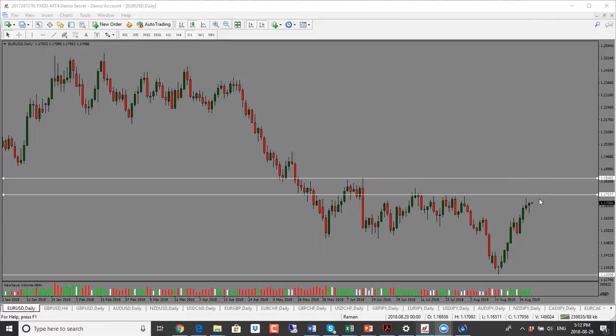And we'll take a look at dollar index in a little bit. But right now, euro US dollar looking bullish.